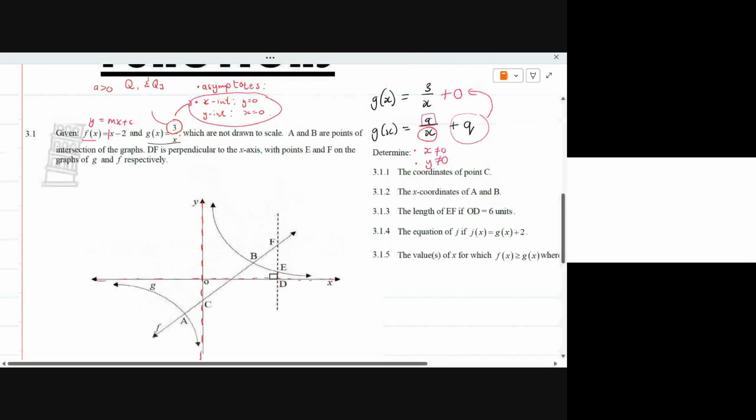Okay. All right. Let's keep reading. It says here, A and B are points of intersection. What do we know about points of intersection, guys? What do we remember? Something specific happens at a point of intersection.